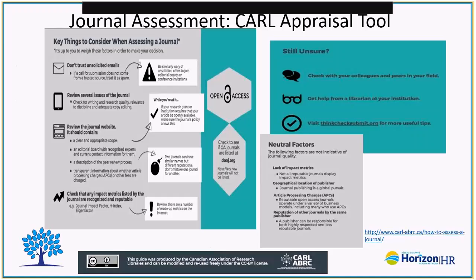And they include things like don't trust unsolicited emails, review several issues of the journal, review the journal website, and it should contain, like you mentioned before, a clear, appropriate scope, editorial board with a recognized expert, and transparent information about the article processing charges if they're going to be applied. We're going to get to the impact metric. I have a few caveats about that.